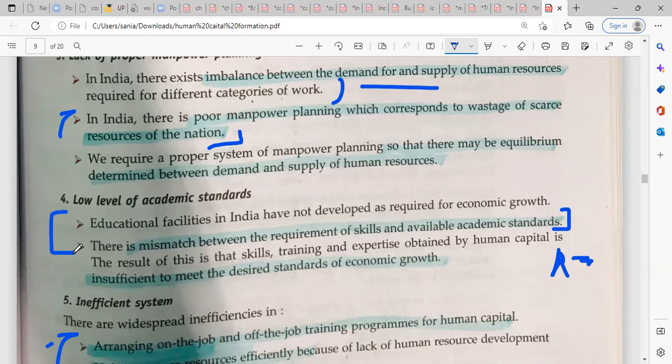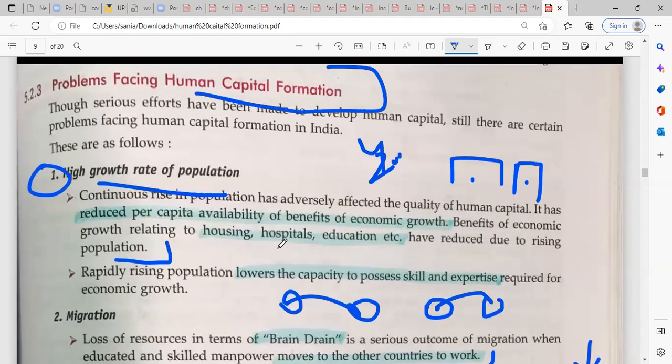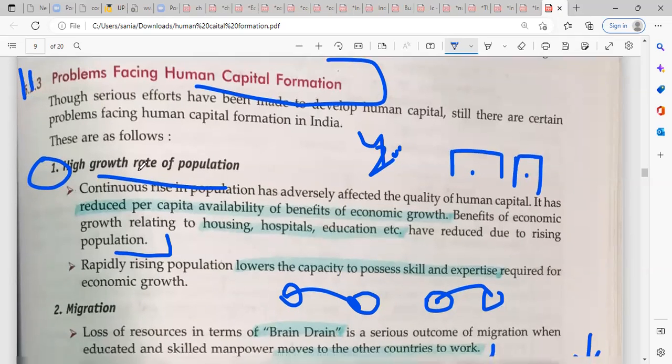These two points till here, and these three points, and then forward. Clear? So you will write hashtag problems facing human capital formation, and then the points.